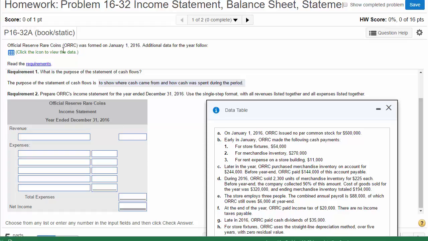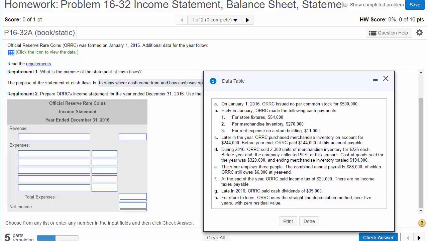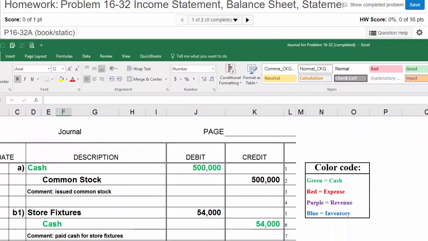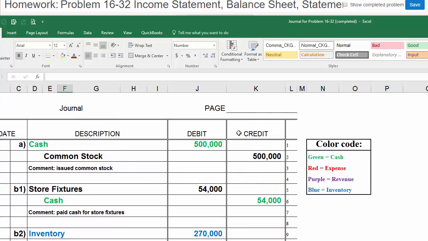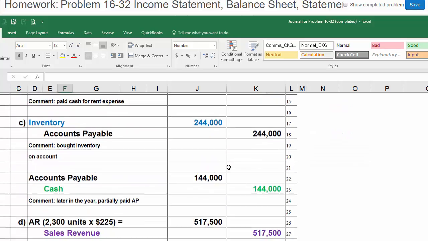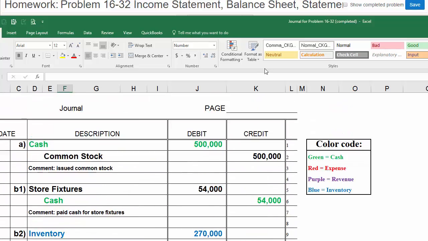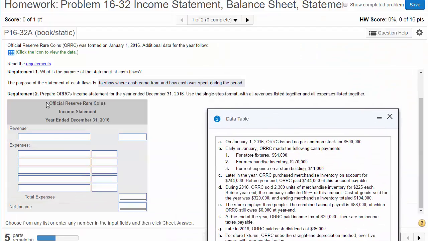This is part 2 of problem 16-32. So we've created, using these transactions, we've journalized. Notice this is the journal. Here's our debit and credit column. We've journalized these transactions in our journal page. So now what we're going to do is prepare ORC's income statement for the year ending 2016.